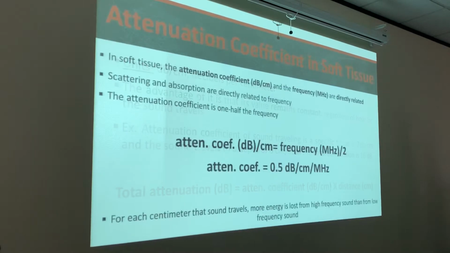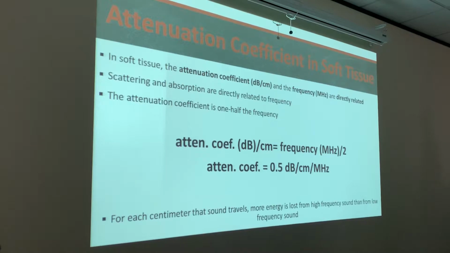So in soft tissue, though, the attenuation coefficient and the frequency are directly related. Of course, we already know that scattering and absorption are directly related to the frequency. The higher the frequency, the more scattering, the more absorption. The attenuation coefficient is 1/2 the frequency. Hopefully that's an easy one to remember. We're talking about soft tissue, specifically, which we know travels at a speed of 1540 meters per second. A mile a second.